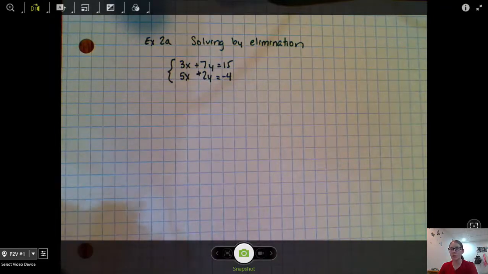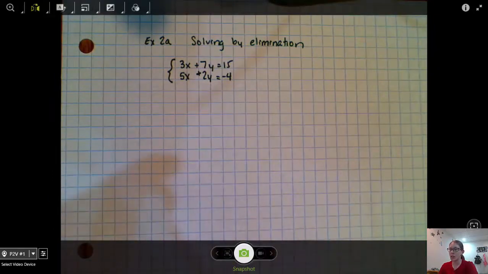3x plus 7y equals 15. 5x plus 2y equals -4. And as you can see, both variables in both of my equations have coefficients. They have numbers in front. So neither of these equations make it really easy to get one of our variables by itself. Again, that's where elimination comes in.